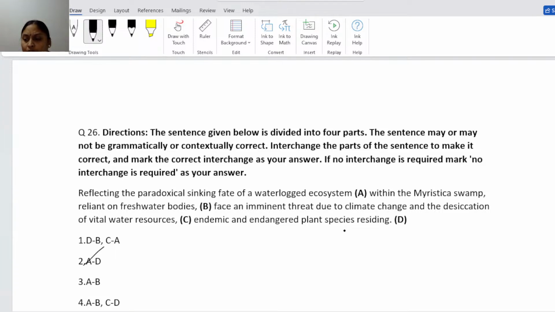So then context A. Here it will start with the endemic and endangered plant species residing within the Mysterica swamp, reliant on freshwater bodies, face an imminent threat due to climate changes and depletion of vital water resources. That leads to the reflecting and paradoxical sinking fate of waterlogged ecosystems. So whatever is living in the ecosystem, water bodies. Day by day, climate changes are leading to drastic changes in the water system. That is the meaning of this sentence. So now A to D we are supposed to do. So next we will go for the next question.